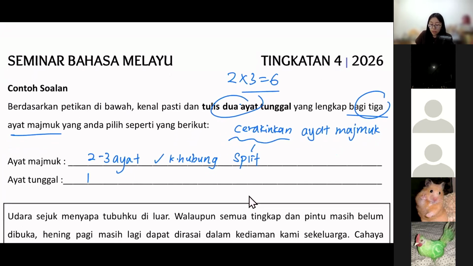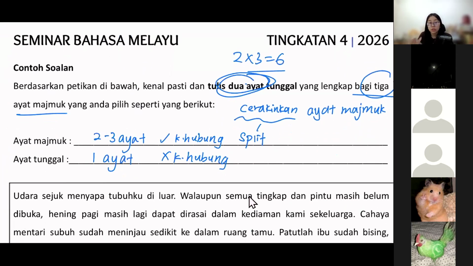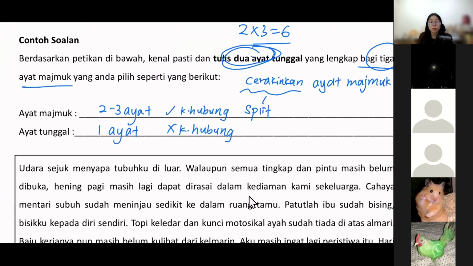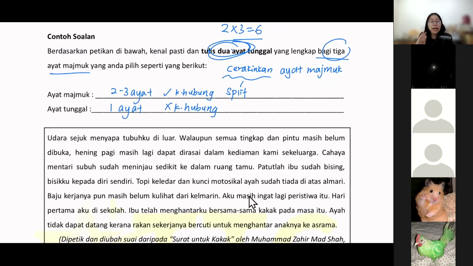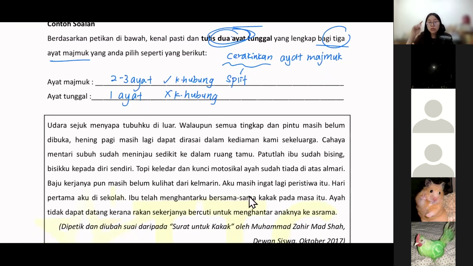And then ayat tunggal is just 1 sentence and no kata hubung. But sometimes they will have kata hubung inside ayat tunggal because they ask you to split out, become 2 sentences only. So maybe they still have 2 to 3 sentences inside. So sometimes ayat tunggal will have kata hubung. So later you will see some of the sentences, they will have kata hubung. Okay, for example, this one, they didn't underline for you, which means you need to choose your own sentence that has kata hubung.